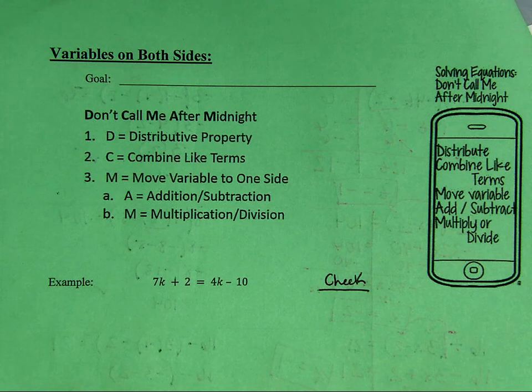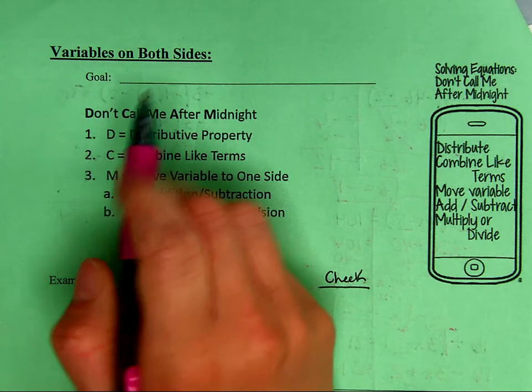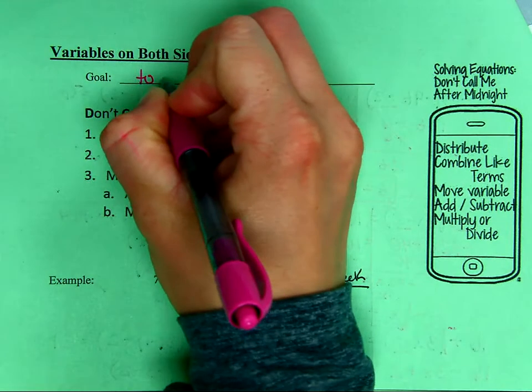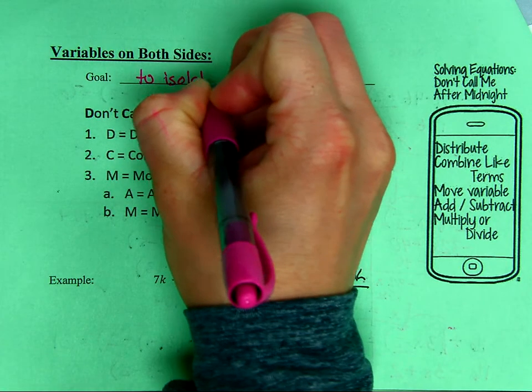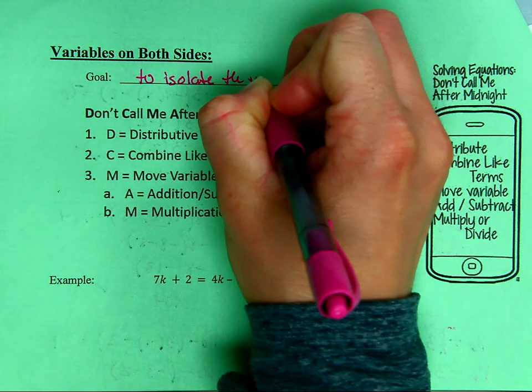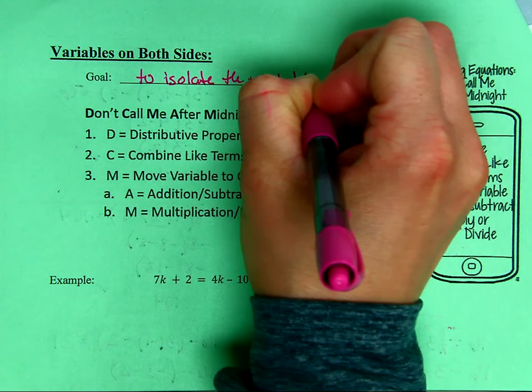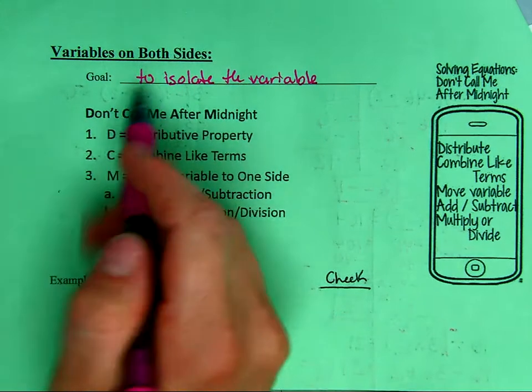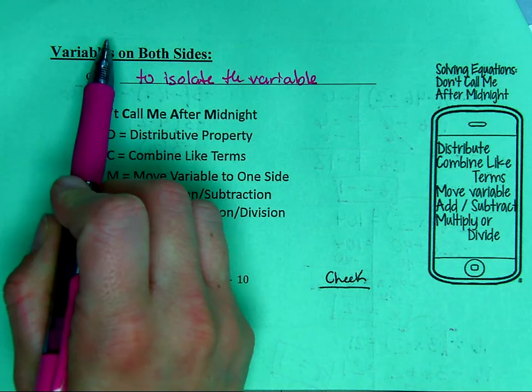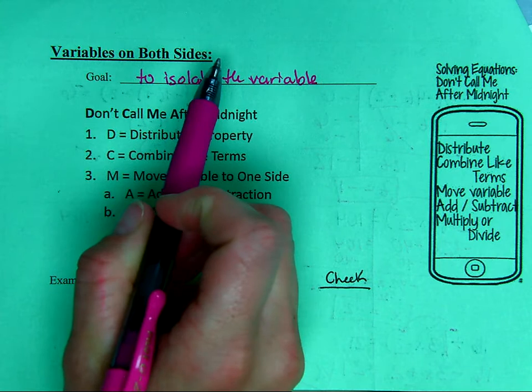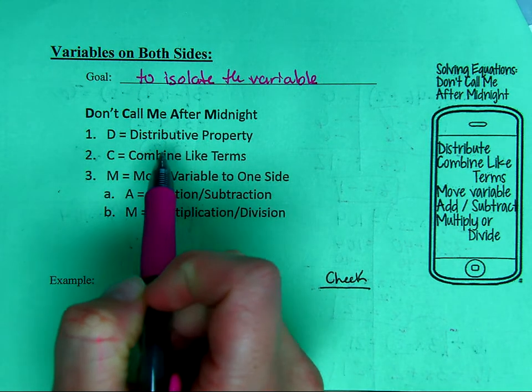Our goal when we're solving equations, again, is always to isolate that variable. Remember, that means we're getting it by itself. So this time we're going to have variables on both sides. So our goal is kind of to get it to one side and then get it by itself.